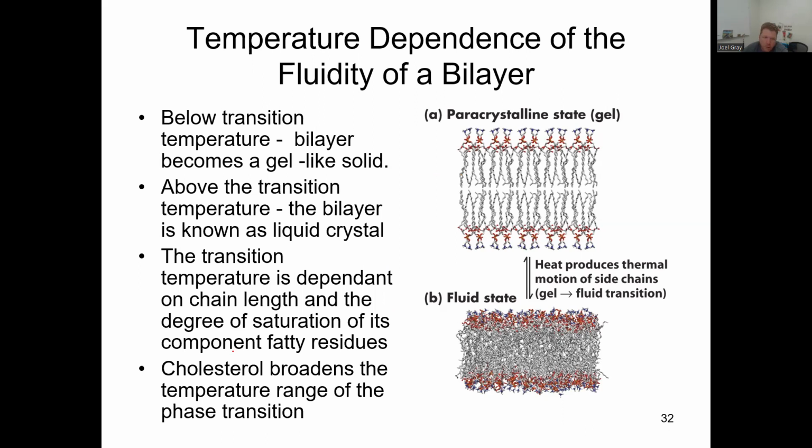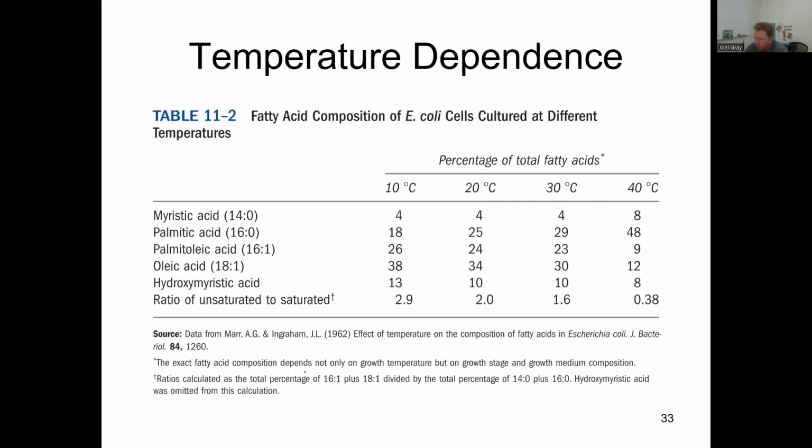Now, cholesterol is going to broaden the temperature range of that phase transition. So cholesterol is going to influence membrane stability and fluidity. Now, here is a study that I think, if you take nothing else from our discussion of membranes, take this right here.